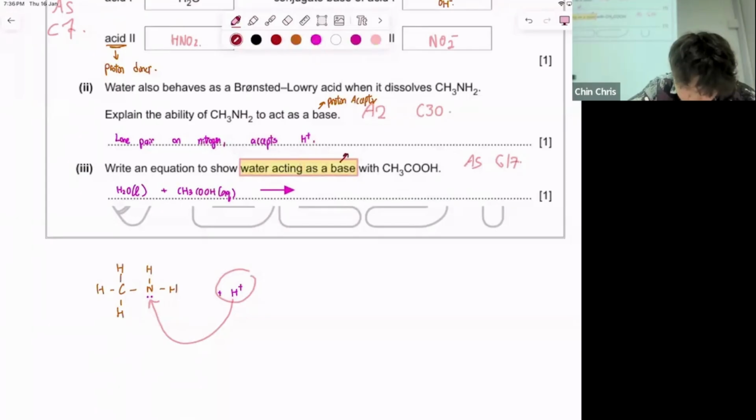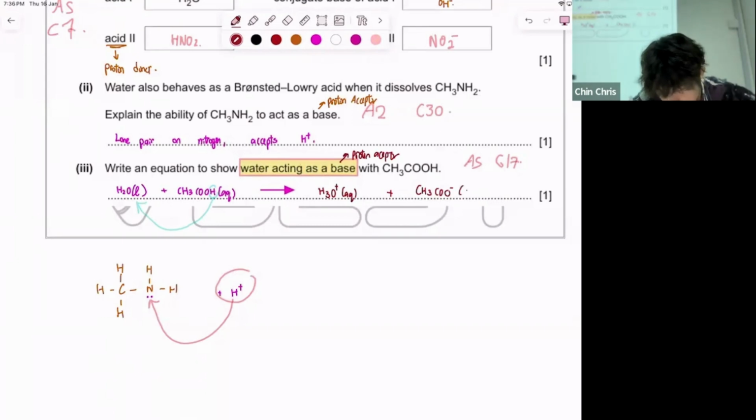A base is a proton acceptor, which means the H2O will accept a proton, right? Which means this hydrogen will just go to H2O, right? So H2O turns into H3O plus and CH3COO minus. Is that right? Okay, that's it. That is a dissociation equation for ethanoic acid.